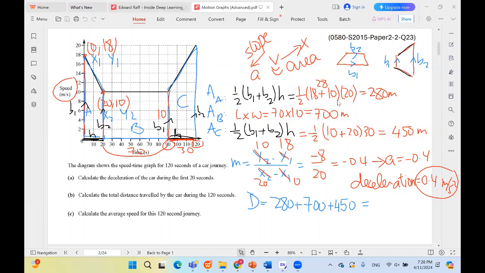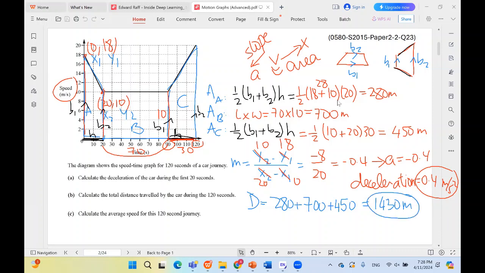So 280 on the calculator plus 700 plus 450. This gives us 1,430 meters. And this is the final answer to question B.